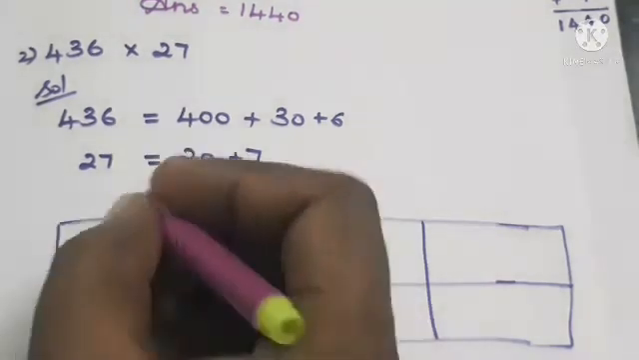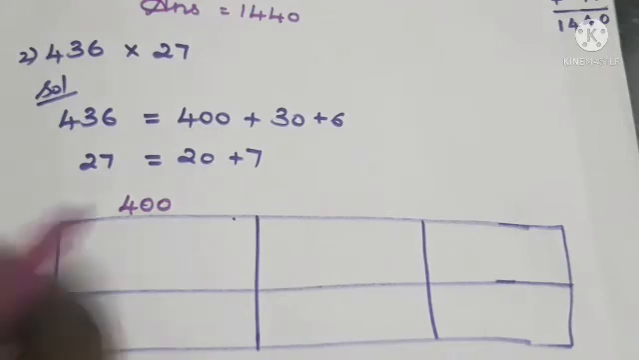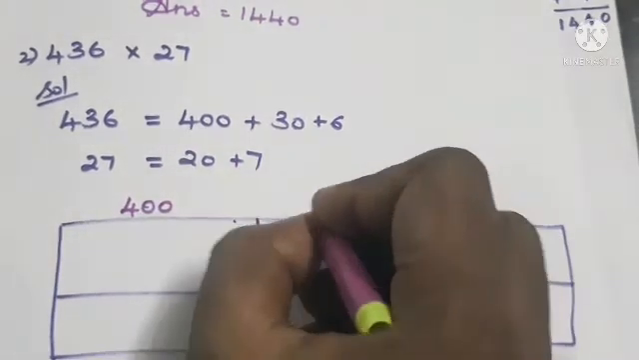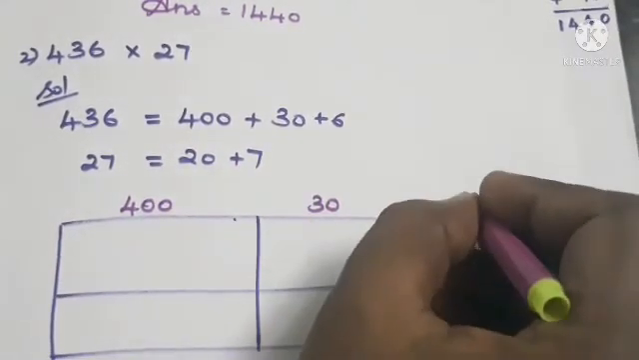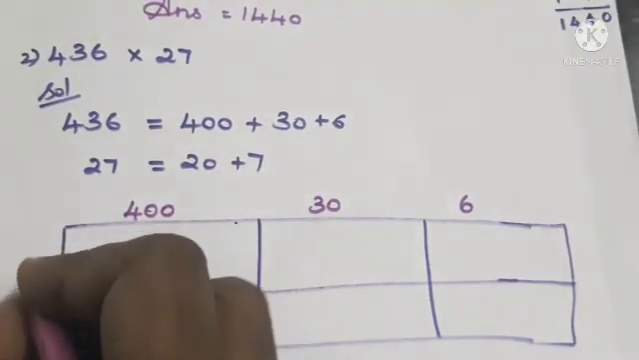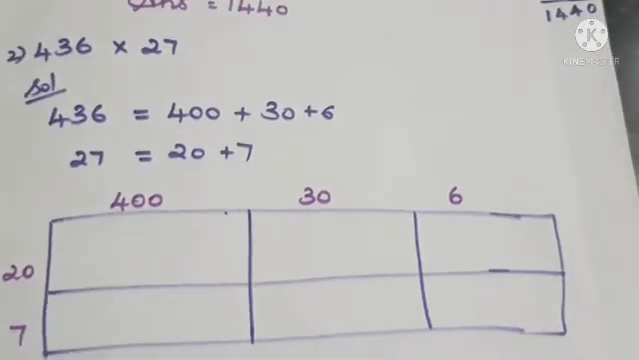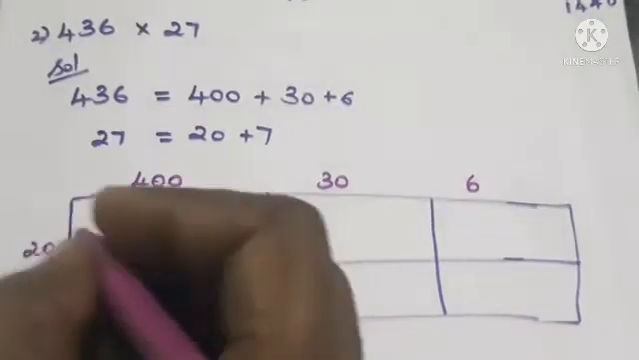Okay, so we have to write the numbers at the top of the box. First we have 400, next we write 30, and in the next box at the top we write 6. Likewise, on the left side of the box we write the numbers 20 and 7 like this. Okay, next we can multiply the numbers.